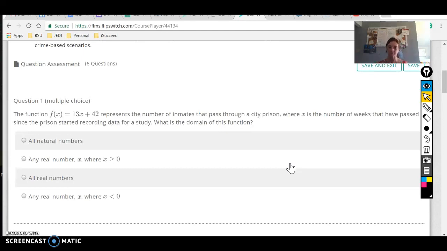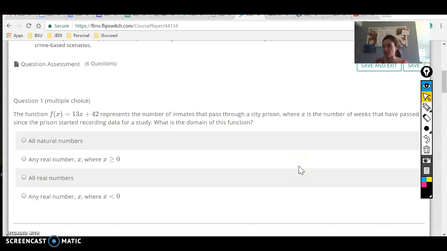Well, natural numbers are whole numbers that don't include 0, and they are greater than 0. So 1, 2, 3, 4, those are natural numbers. Real numbers can be negative numbers. They can be rational and irrational numbers. They kind of encompass everything. So in this case, we can have 0. If we put in 0 for x, we'll end up with the function being equal to 42, which is what it would be at the first week. So natural numbers don't qualify here.